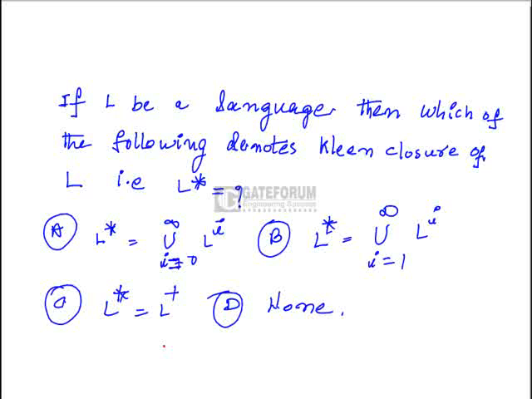Option D is none. So here usually, for example, if A is a language, A star denotes epsilon, A, something like this. So 0 or more instances. That means i starts with 0 and we take the union of all these things. Option A is the correct option here.